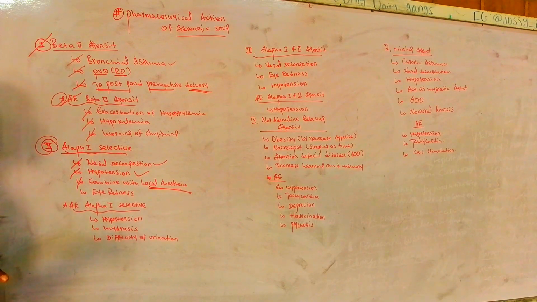So alpha 1 receptors are found on the blood vessels, so it decreases other side effects. The fourth one is eye redness.